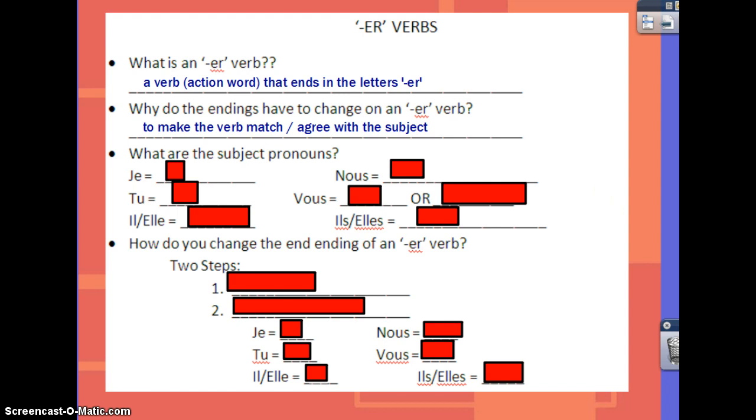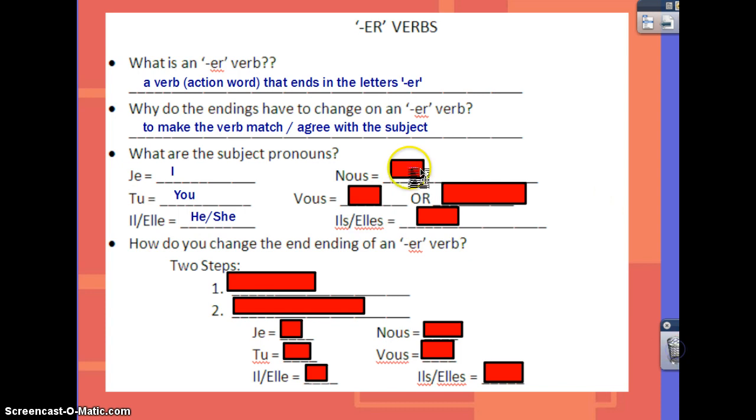An ER verb is, of course, a verb, as in an action word, that ends in the letters ER. And you have to change those ER endings to make them match the subject because verbs agree with their subjects. You don't want to sound silly and say things like "I swims" or "he swim," that kind of thing. So in order to do that, you have to know your subject pronouns. Again, I know I'm going quickly here, but it's because none of this is anything new to you.